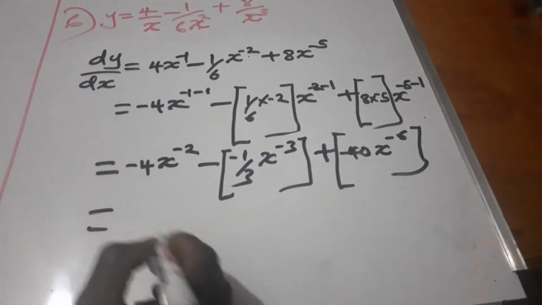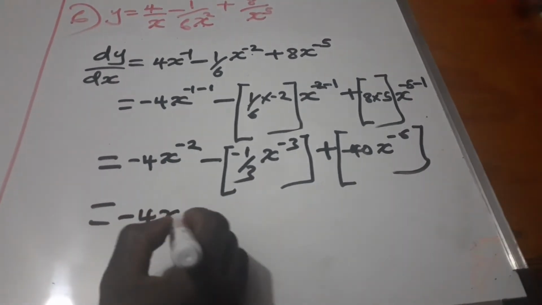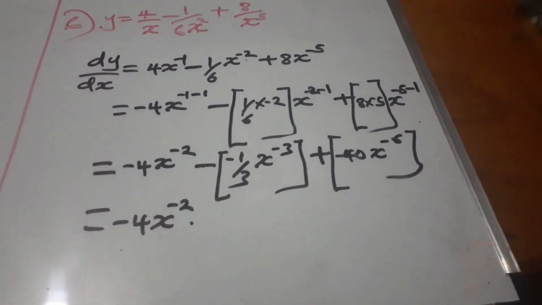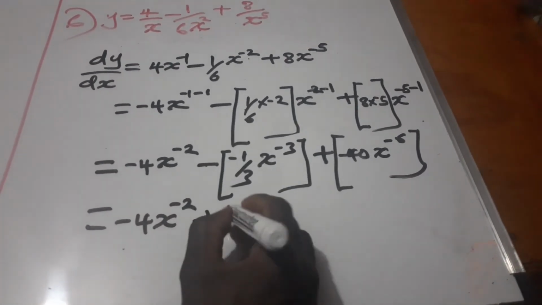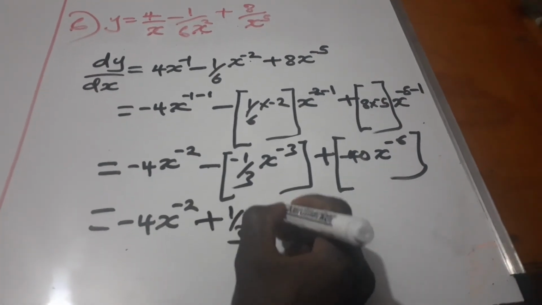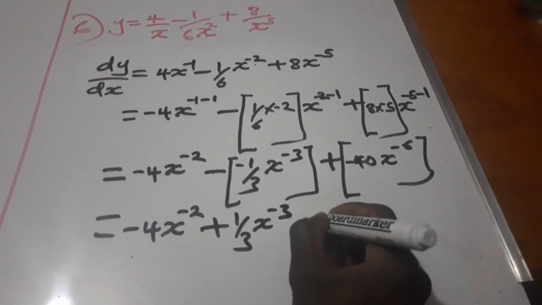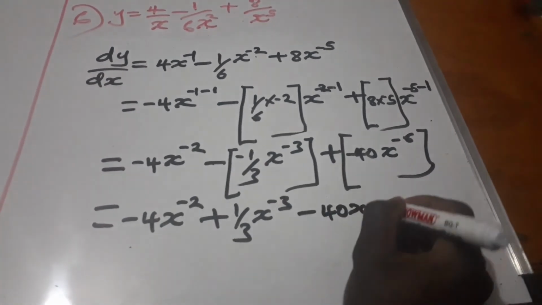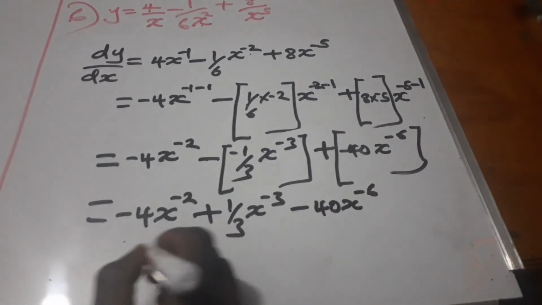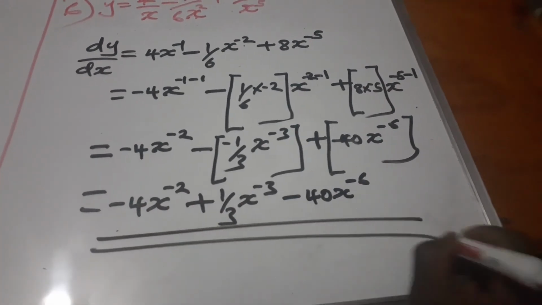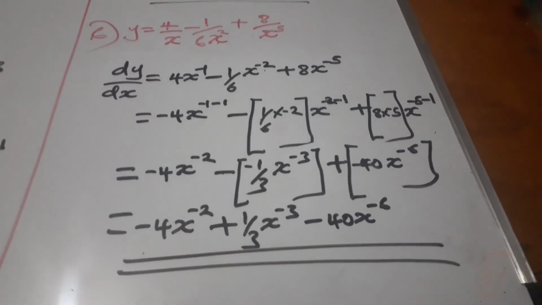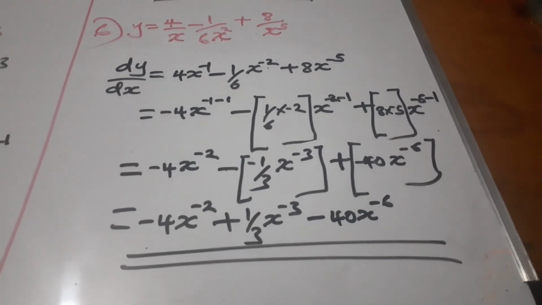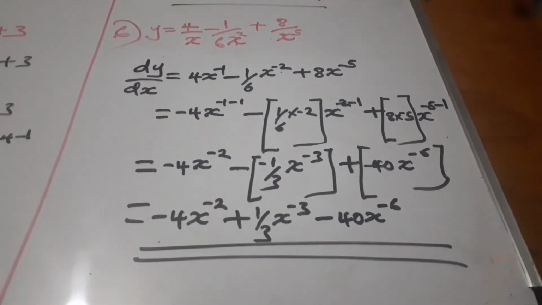When you open the bracket, it will be negative 4x to the power negative 2. The minus, when you open the bracket, becomes positive, plus 1 over 3x to the power negative 3. And then minus 40x raised to power negative 6. So there is our answer. We've done the differentiation of that function, delta y over delta x.